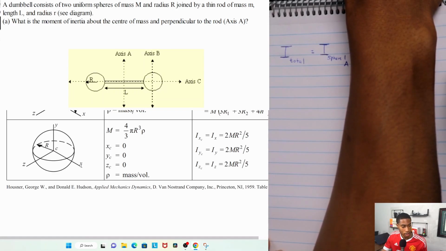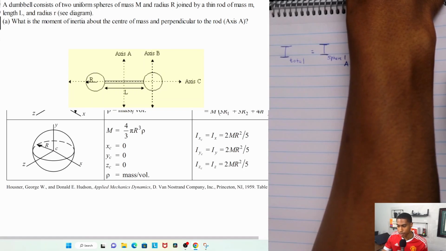From this chart, this axis X looks to me exactly like axis C in our problem. So it's basically going parallel with our radius arrow. So we're not going to be using that. Axis Z, no, we're not going to be using that. Axis Y is what we should be using, and it looks very similar to axis A. It's just like going straight up from our sphere.